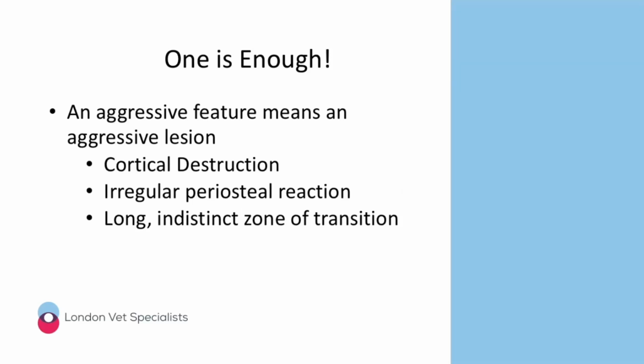Now, it's very important to remember that in order to classify a lesion as aggressive, only one of these features needs to be present. You don't need to tick all the boxes. If there is evidence of cortical destruction, then chances are it's an aggressive lesion. If there's an active irregular periosteal reaction, then chances are it's an aggressive lesion. If the transition zone is long and indistinct, it's likely to be aggressive. These features in isolation are enough to classify a lesion as aggressive. So only one is needed.